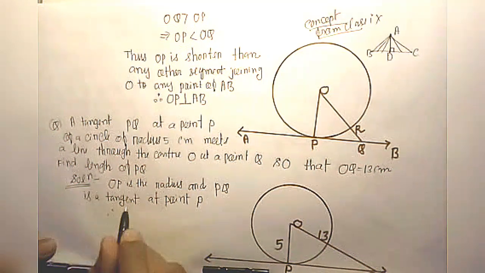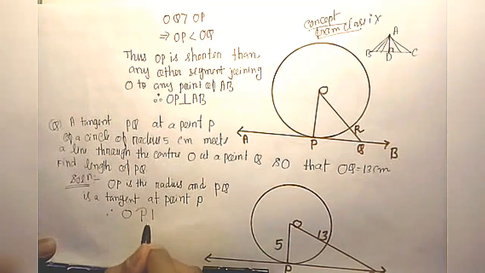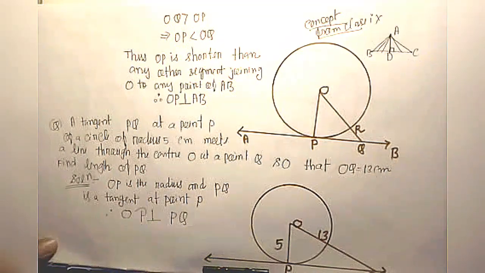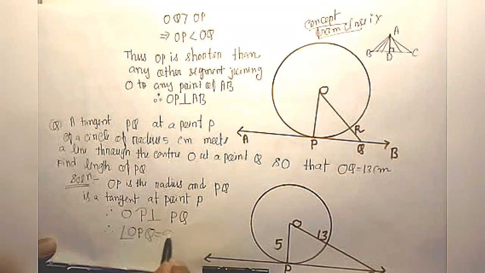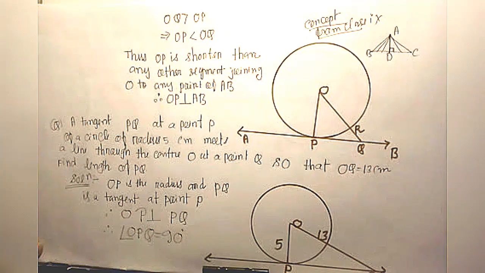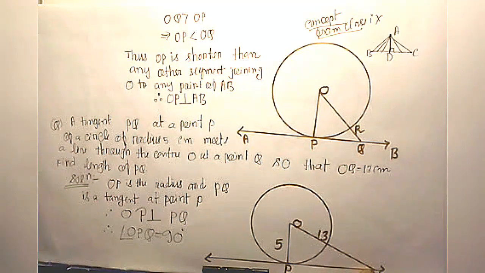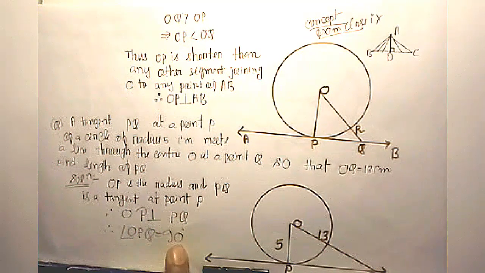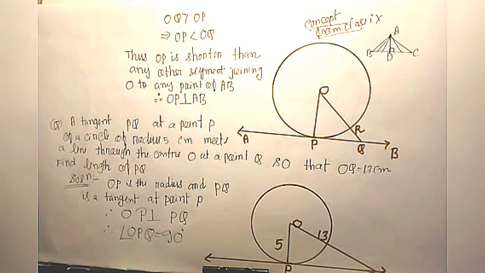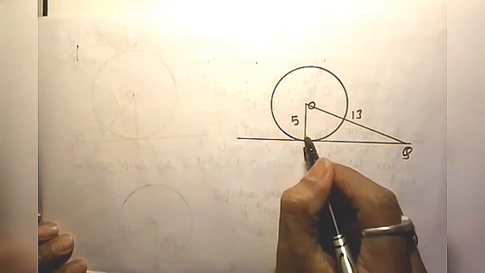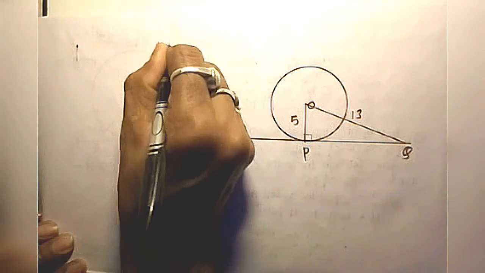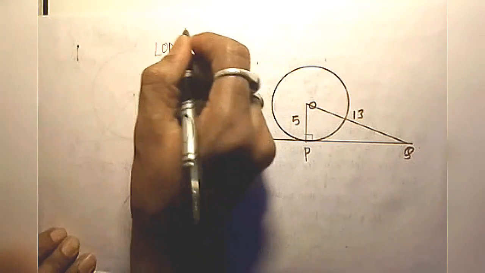So from the previous theorem we can write OP perpendicular to PQ. Tangent is always perpendicular to the radius. Since OP is perpendicular to PQ, it means angle OPQ equals 90 degrees.